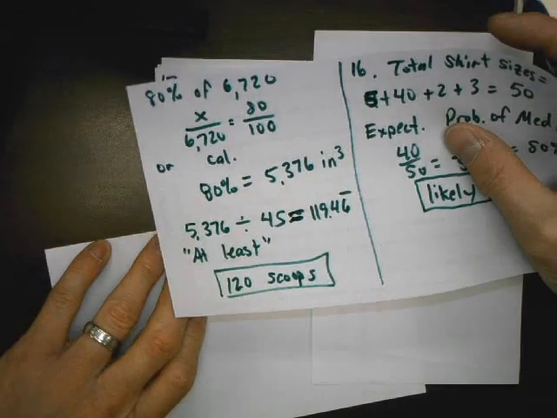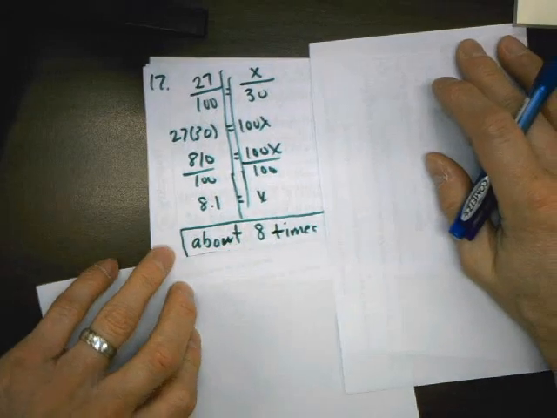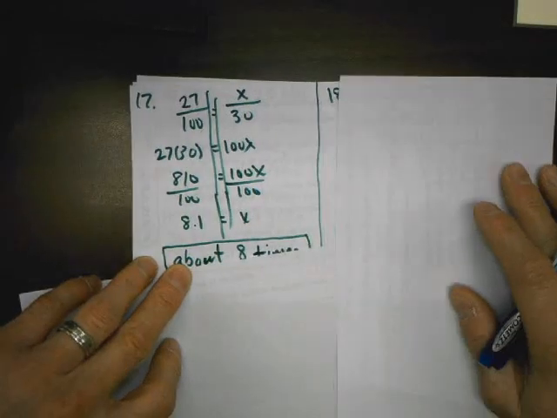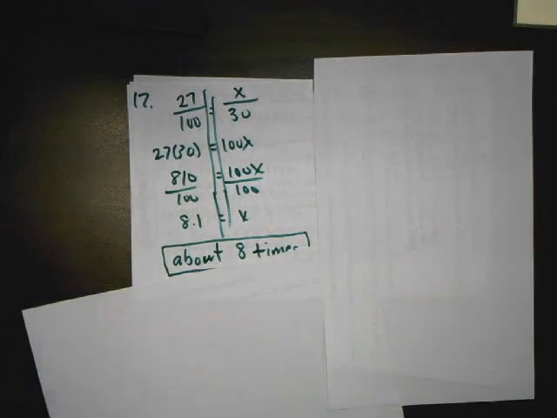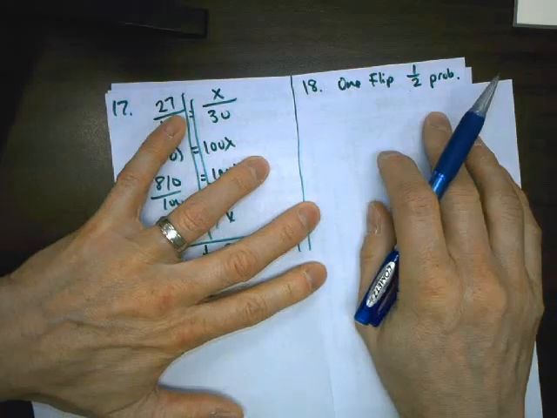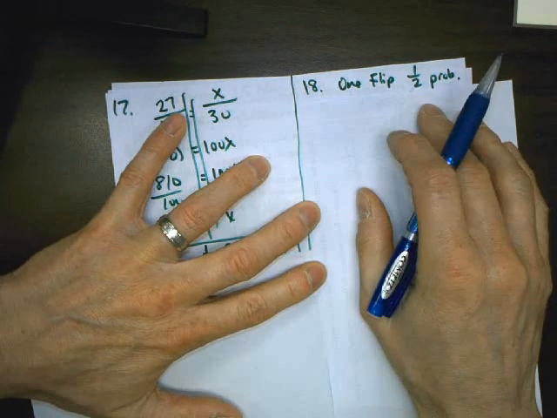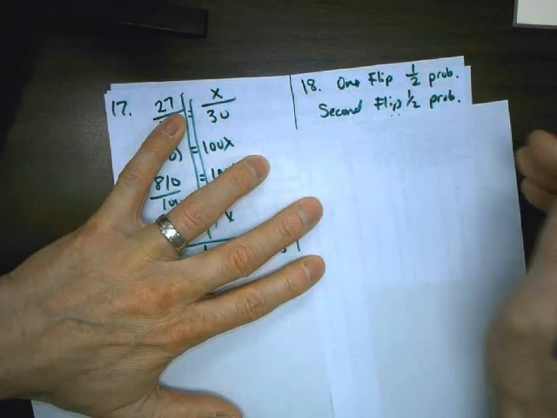Number 18 says, a coin is flipped 2 times. Find the probability of the coin landing on heads both times. Well, if you flip it once, the probability is 1 out of 2, right? Because there's one side that has heads out of 2 total sides. The second time is also 1 out of 2. Now, if you want to do it together, first one and then the other, you have to multiply those probabilities. So the probability is 25%, or 1/4, or unlikely.